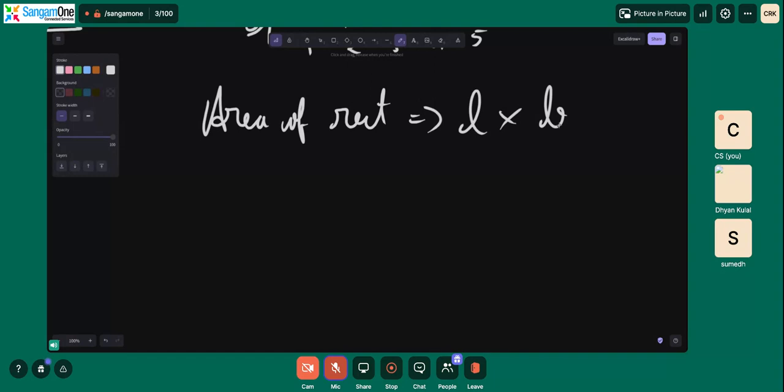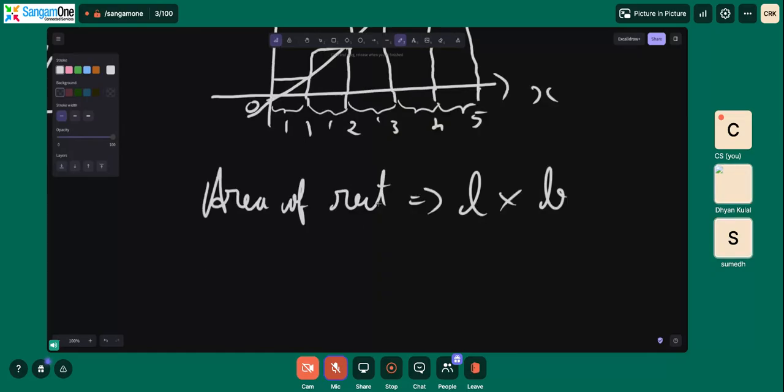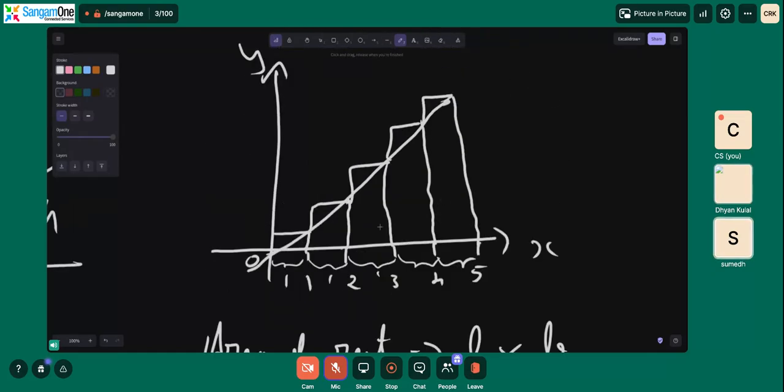Length into breadth, right? Now, what is the length here? 1, 2, 3, 4, 5. Length is always 1 unit, basically. So the length will always be 1, and the breadth will be, you can see, this is the height basically.